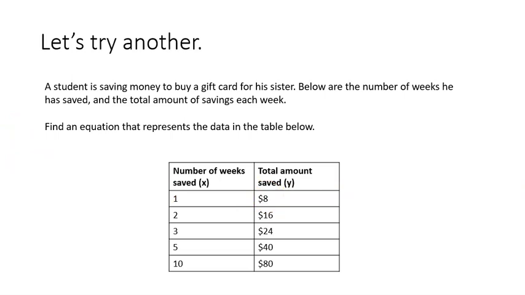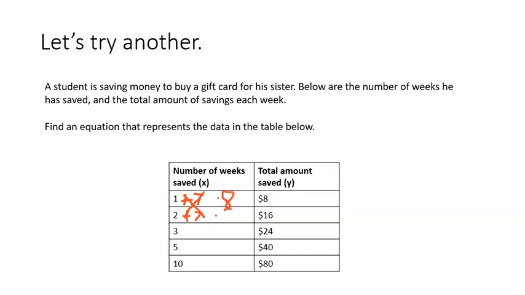So 1 to 8, I must be adding 7, right? Because 1 plus 7 is 8. So 2 plus 7 is going to be, wait a minute, 2 plus 7 is 9. That's a 16, so I'm not adding 7. That won't work. What else can I be doing? I can't be subtracting. I'm not dividing. What about multiplying? 1 times 8 is 8.